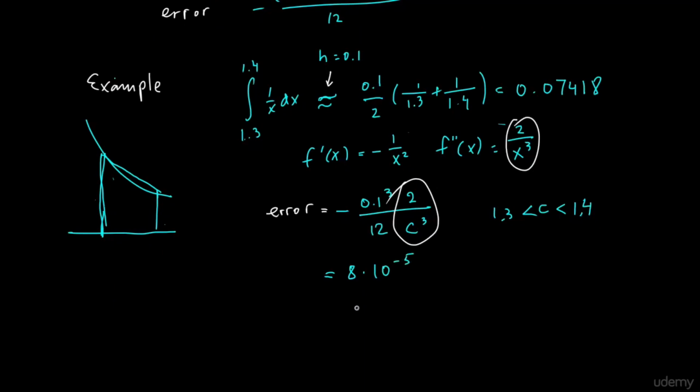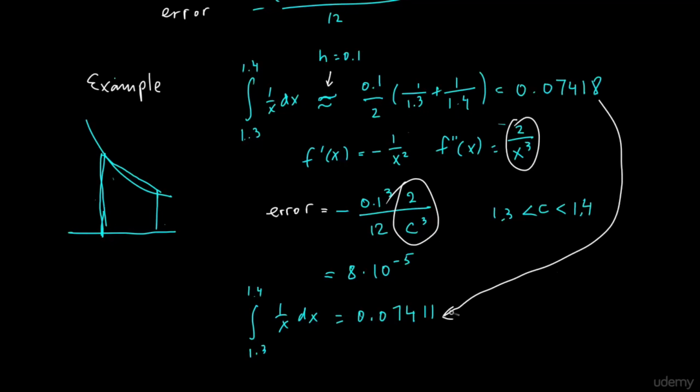So if we now calculate the integral using something like MATLAB, for example, so if we actually get the value of the integral to within some precision, let's say 5 decimal places, we would get 0.07411. So if you look at the estimate that we got, which is this value, and if you look at the actual value, you'll see that the difference is actually 7 by 10 to the minus 5, whereas our estimate is 8 by 10 to the minus 5, so it's a pretty good estimate of the actual error.